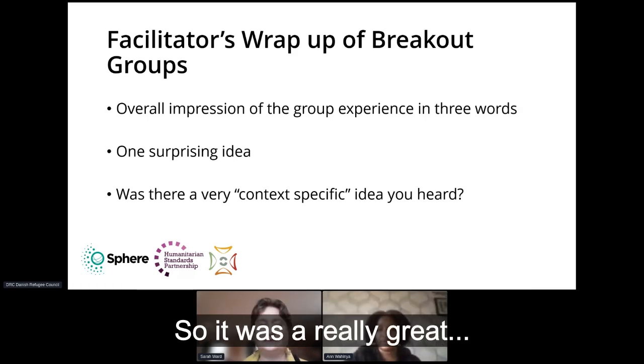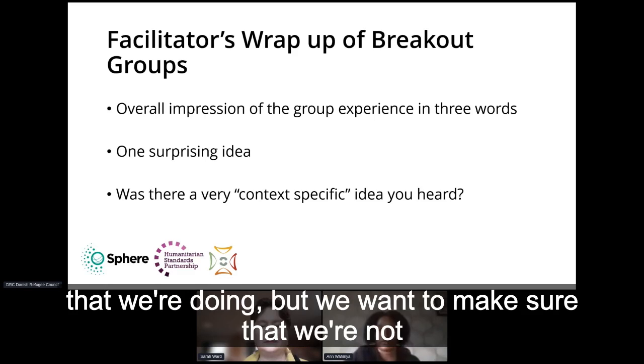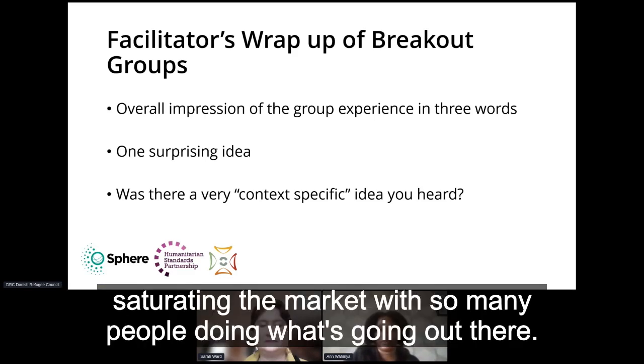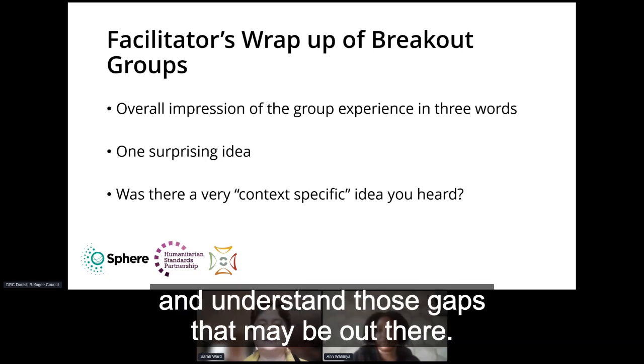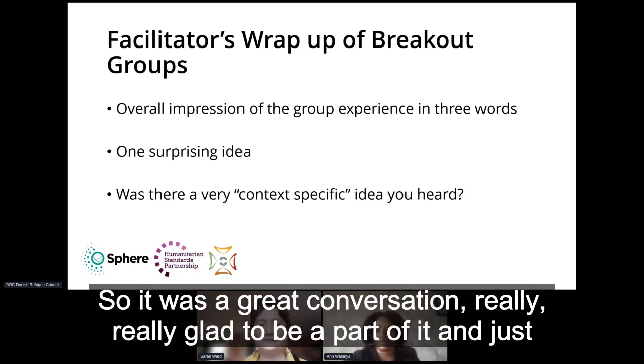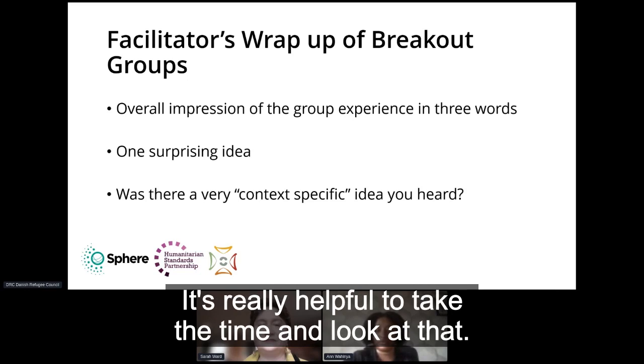It was a really great conversation. So many of these are things that we think about and think we're doing, but we want to make sure that we're not saturating the market with so many people doing the same thing. So it's really important to understand the gaps that may be out there. It was a great conversation, and just a reminder of the things that we think we need to do. It's really helpful to take the time and look at them.